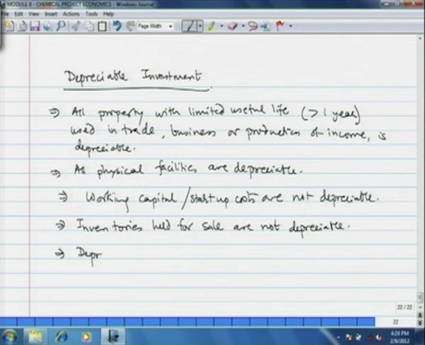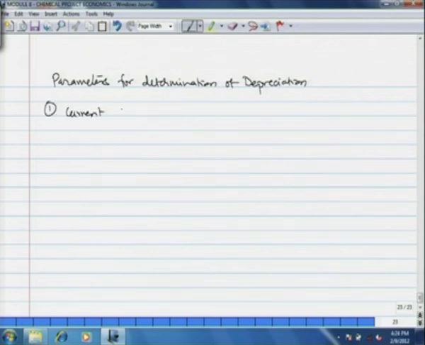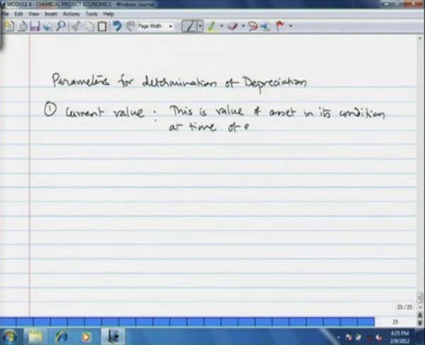And finally, depreciation is not subject to inflation. To calculate depreciation, we need to know certain parameters, and these are: First, the current value. Now, this is the value of the equipment or of an asset in its condition at the time of evaluation. This is not the initial value.